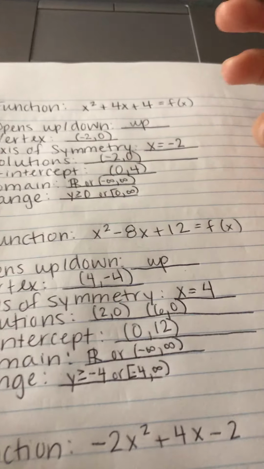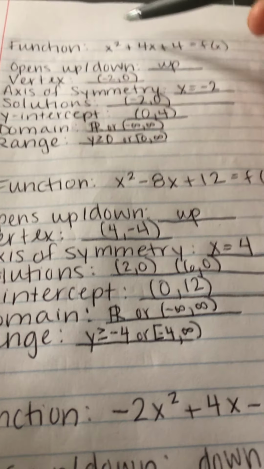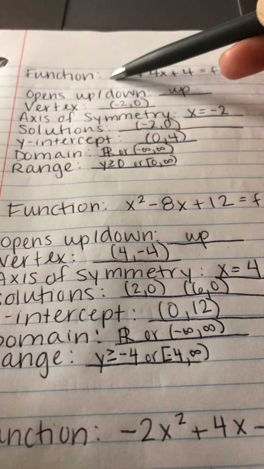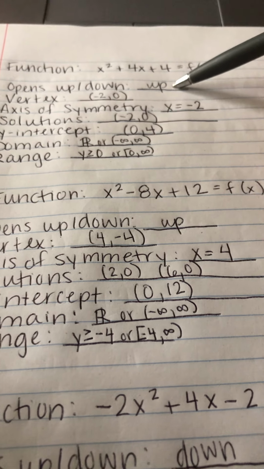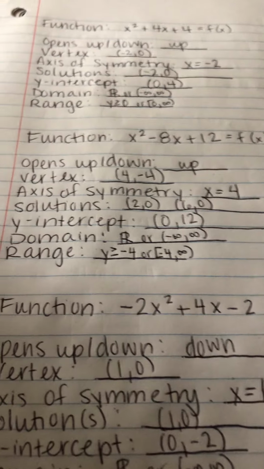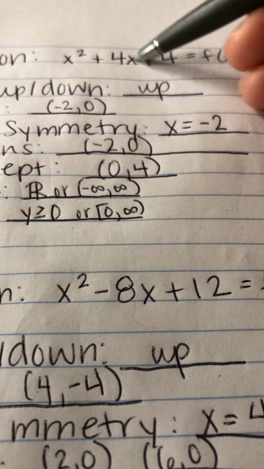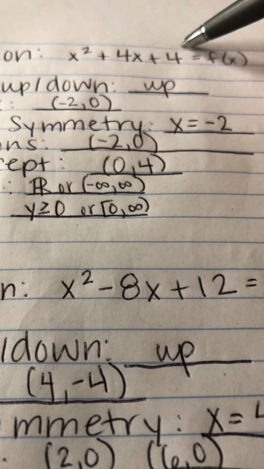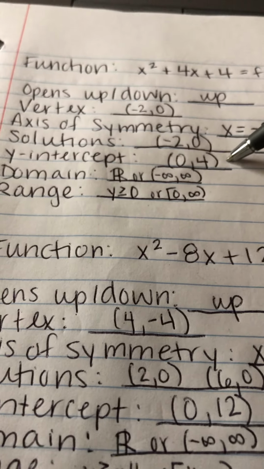All right, so a couple other things that I want you to notice. If you look very carefully, we talked about how this very first value, this a value, determines whether it curves up or down if it's negative. Okay. The other important thing to notice too is that this last value here, your c value, is your constant. That is going to be your y-intercept.